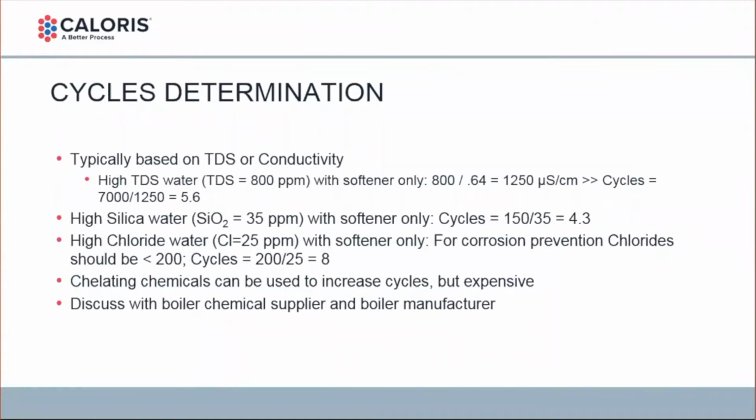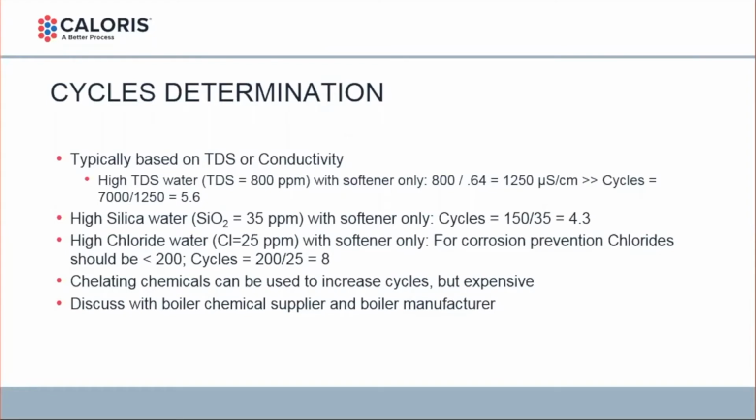High chloride waters is also an issue. So you've got 25 ppm of chlorides in your water and it's a softener only. Then the cycles would be 200 divided by 25, which is 8.